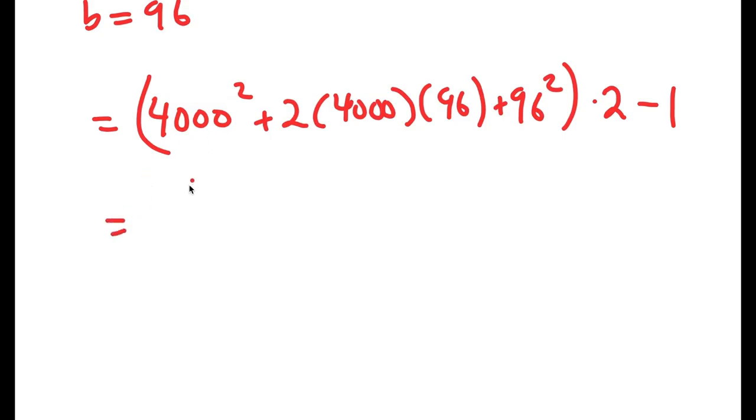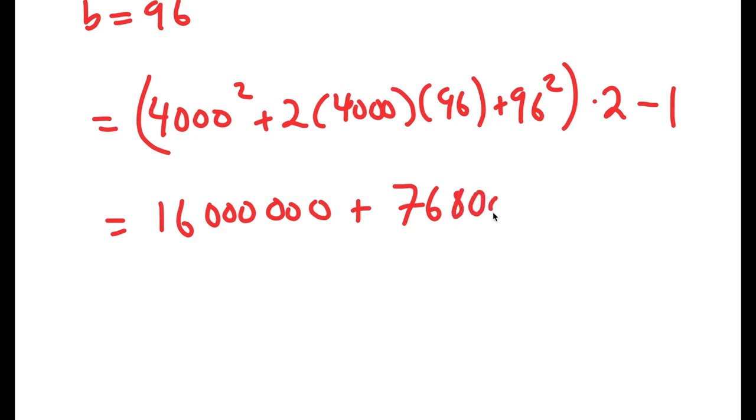Now, 4000 squared is equal to 16 million. 2 times 4,000 is 8,000, and 8,000 times 96 is equal to 768,000. And now I have this plus 96 squared, which is equal to 9,216. And all of this I have times 2 minus 1.